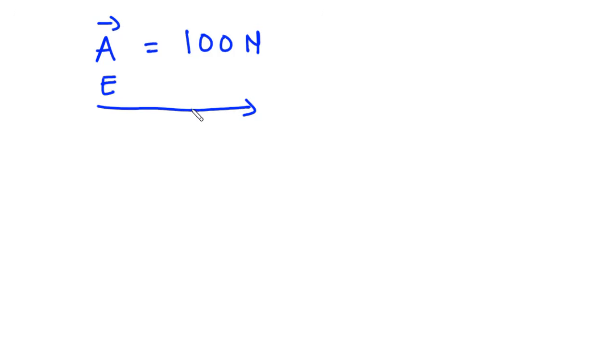So what is a vector? A vector is a quantity that has both magnitude and direction. Now let's consider a force vector, say A, that is 100 newtons and is acting due east. Now the magnitude of this force is 100 newtons and the direction is due east.